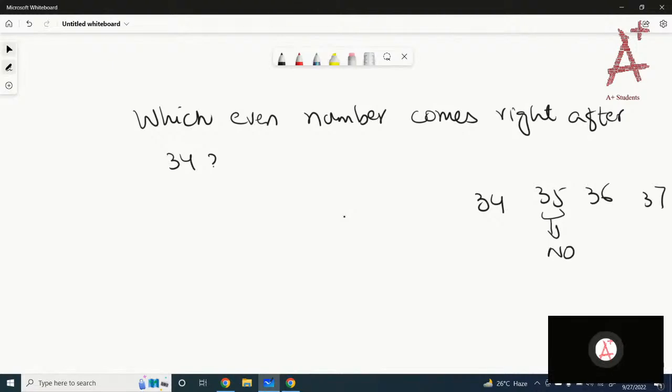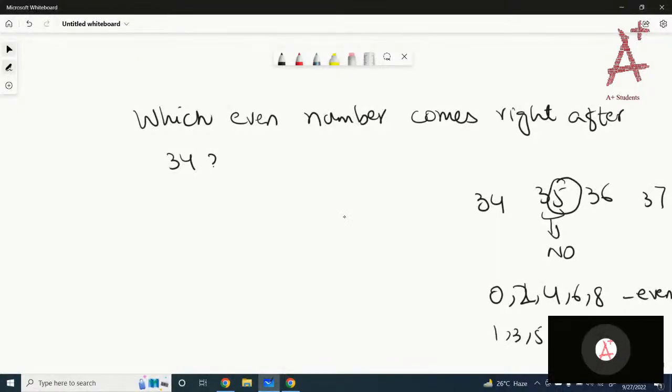How do I know? I'm just checking the digit that is at the ones position. I know that 5 is not even. The even numbers are either 0, 2, 4, 6, and 8. If the digits at the ones position are 0, 2, 4, 6, and 8, that means they are even numbers. If they are 1, 3, 5, 7, and 9, that means they are odd numbers. Got it? So 35 is not an even number. Now let's check the next one. 36 is an even number. So the very next number after 34 that is even is 36. Got it?